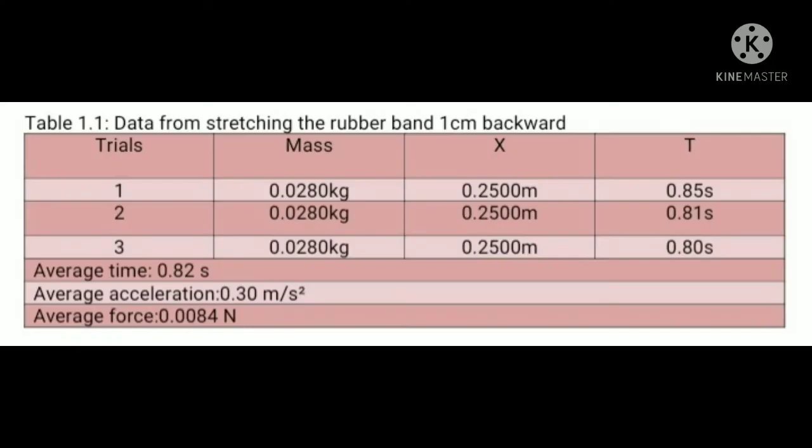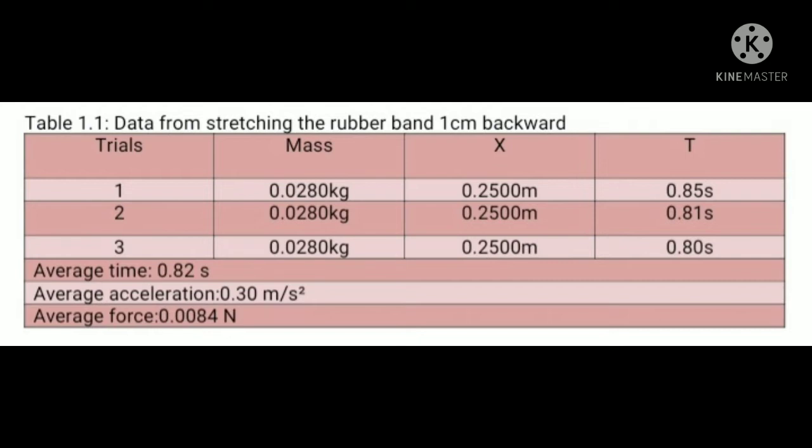Alright mga ka-divers, so ito na nga yung calculated and recorded data natin from the experiment. So this is table 1.1, data from stretching the rubber band 1 cm backward. So andito na yung number of trials natin, yung mass na ginamit natin, yung x, yan na yung controlled variable natin, at saka yung t, that is already the time.